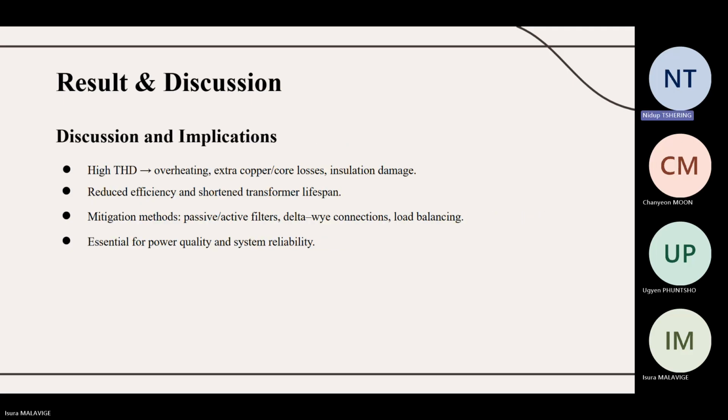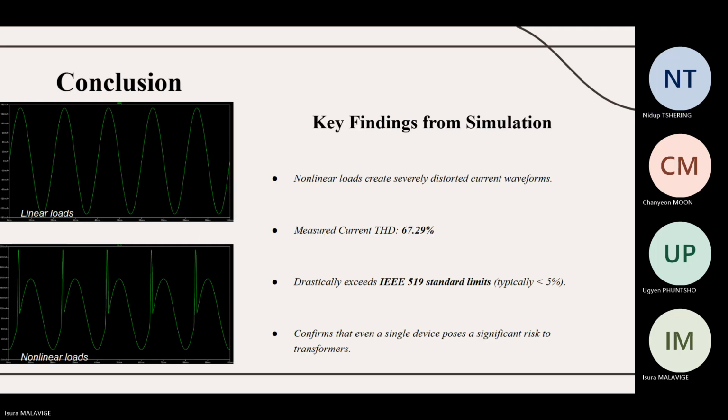And finally, just to wrap up, high THD means more losses and overheating, as was explained clearly by Isura in the introduction section, and that can shorten the transformer's life. Efficiency also drops, and the insulation gets stressed over time. To fix that, we can use filters, delta-Y connections, or balance the loads better. So overall, keeping THD low is really important if you want stable and efficient transformer performance. Next, Moon will wrap up our presentation.